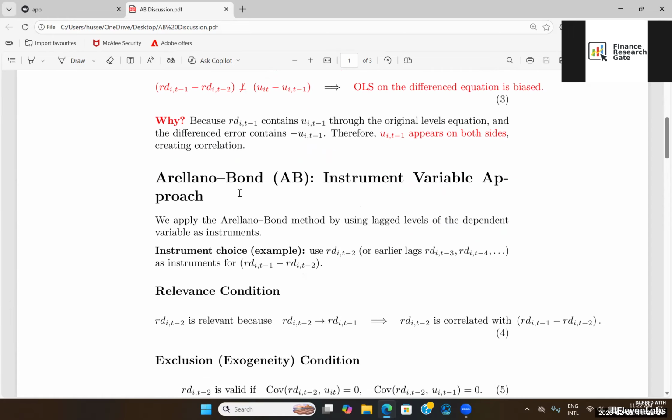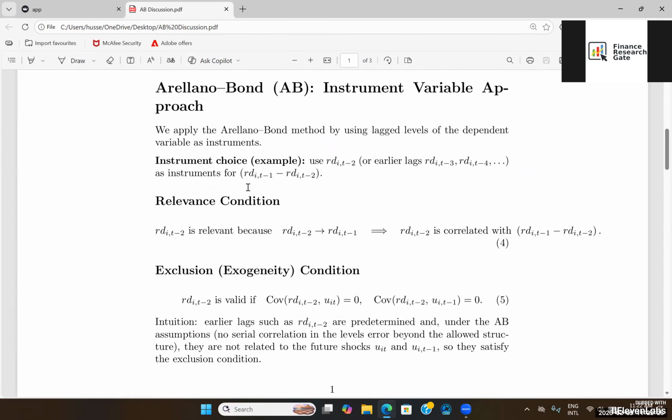The Arellano and Bond approach will effectively resolve this issue by utilizing the instrumental variable method. For this particular situation, we'll be utilizing the second lag of our research and development, or perhaps even earlier lags. It might potentially be 3 years or perhaps 4 years, depending entirely on the specific error structure and its correlation.